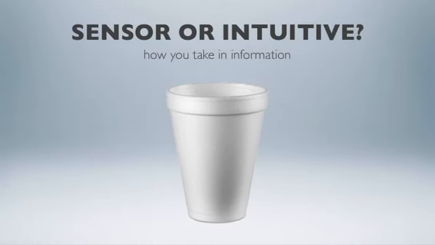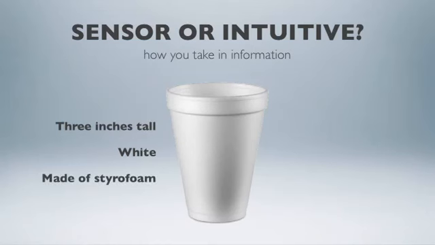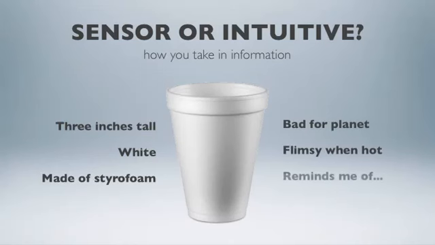Now, let's take a look at the way sensors and intuitives might respond. Sensors tend to give facts about the cup. They might say, the cup is 3 inches high, it's white, and it's made of styrofoam. It's shaped like a cone and has a lip around the top edge. Intuitives are a different story. They might compare the cup to other things, or make up a little story about the cup. An intuitive might mention that styrofoam is bad for the environment, that these cups are very flimsy when filled with hot liquid, or that the cup reminds them of the Sunday school meetings they go to every week. Take a moment to think about how you take in information. Mark down your preference for S or N.